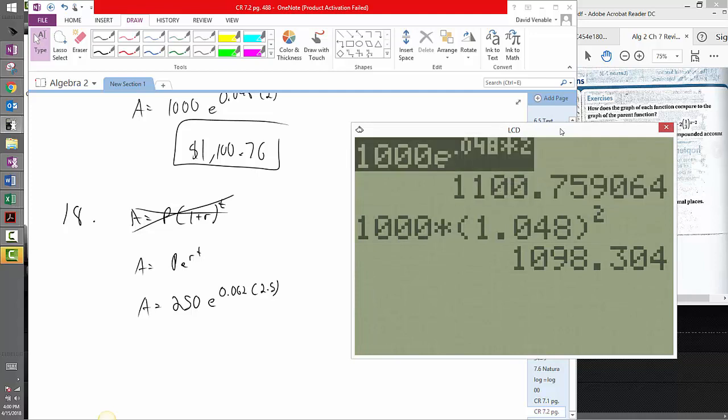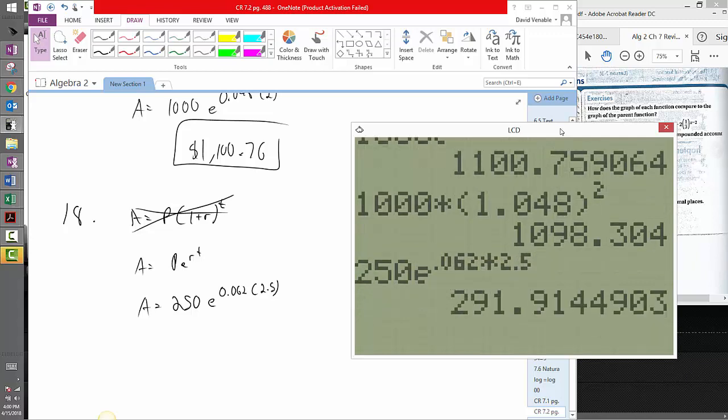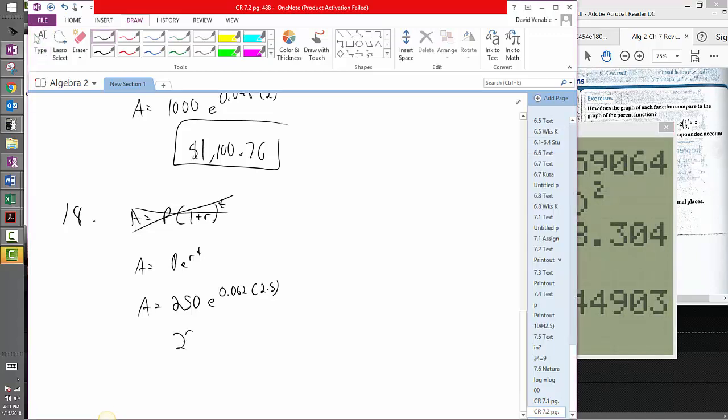All right, and I'm just going to grab this so I don't have to type as much. I'm going to change this 1,000 to 250. Now my interest rate is 6.2, so I'm going to change that to a 6 and a 2, and this time it's 2.5 years. So that is my correct answer. I would end up with $291.91.